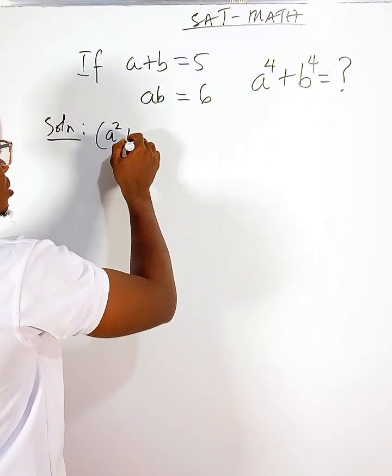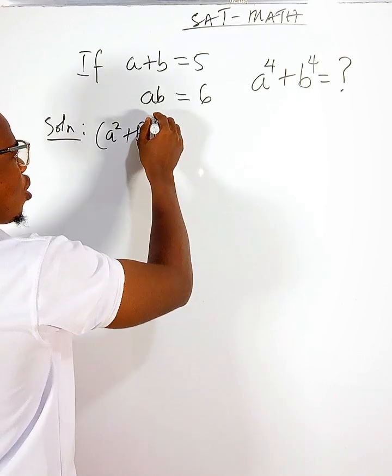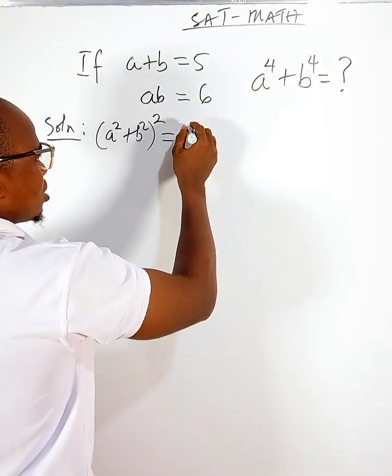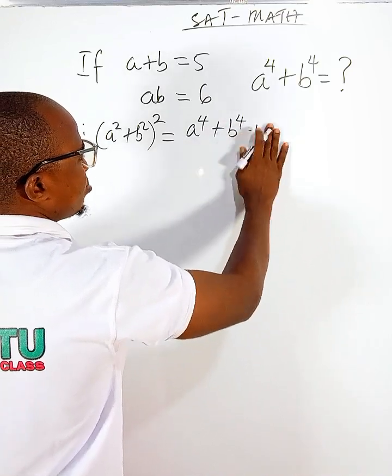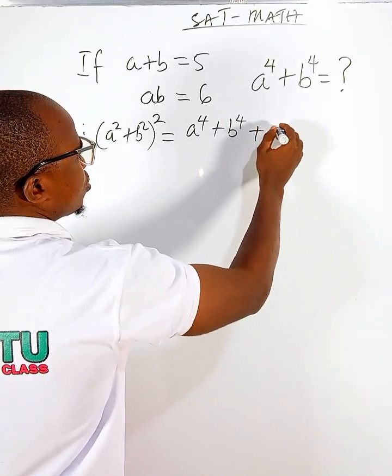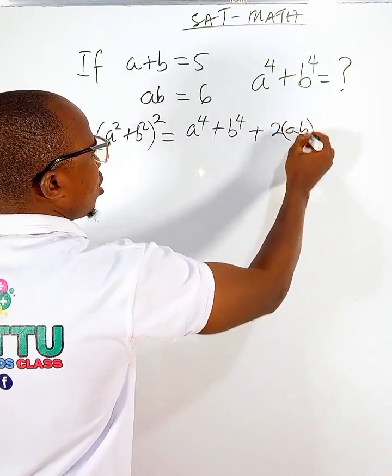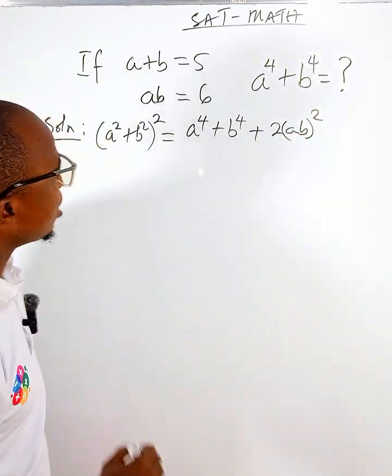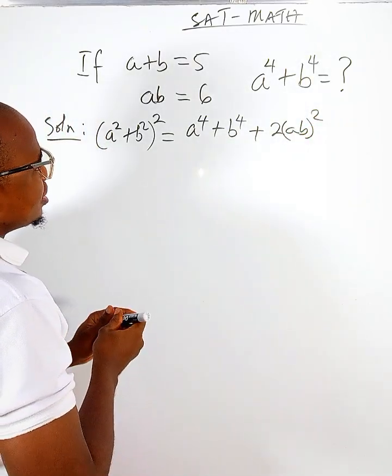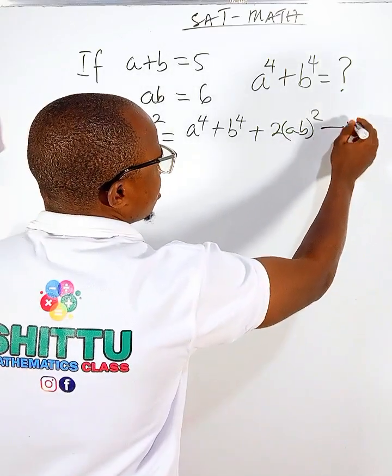When you have a squared plus b squared, all to the power of 2, that will give us a to the power of 4 plus b to the power of 4, then plus 2ab all squared. So this is what you are going to have. I want you to keep this one.